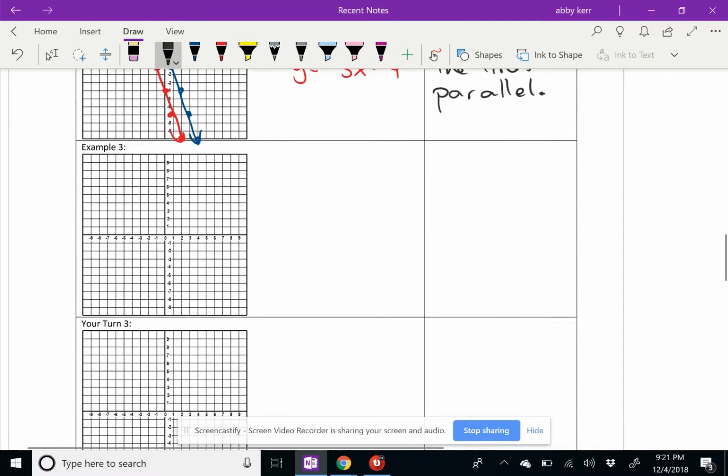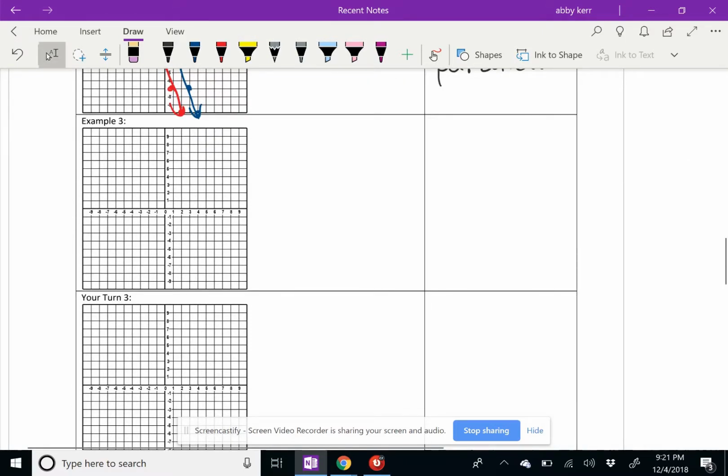Now, lastly, example 3. We have y equals 1/2 x minus 1. So then we're going to begin at -1. And now be careful. This says 1/2, so it's up 1 only, and then right 2. And then you're going to do the opposite, down and then to the left. Use your straight edge.